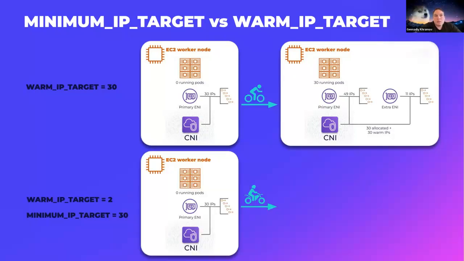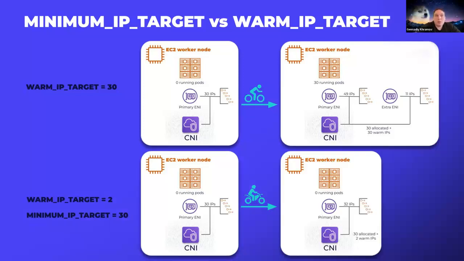If instead we set MINIMUM_IP_TARGET to 30 and WARM_IP_TARGET to 2, for example, in the beginning we have the same configuration, but after 30 pods are deployed, the CNI will allocate only 2 additional IPs. This still provides elasticity, but uses roughly half as many IPs as using WARM_IP_TARGET only.